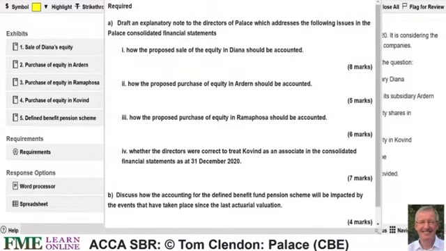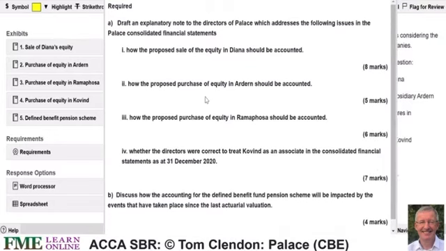And I can make that a little bit bigger there. What have we got going on here? Draft an explanatory note. All right. Now, what that means is that we're relieved of any pressure of having to produce a formal report. There are no marks for the style or presentation, unlike SBL. We're just wanting to know the technical content.